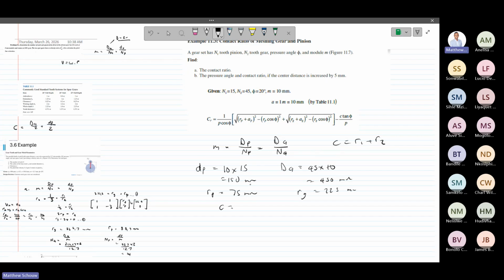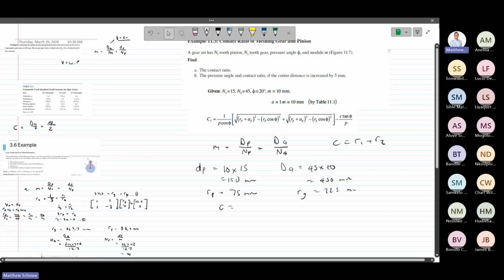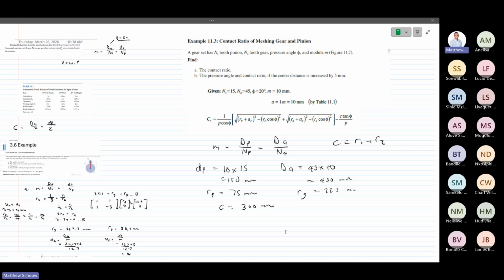Can't seem to find my calculator. But anyway, let me just use this. Oh, it's 300 man. Okay, cool. 300 millimeters. Are there any questions thus far before we proceed? Are we all on the same frequency here?